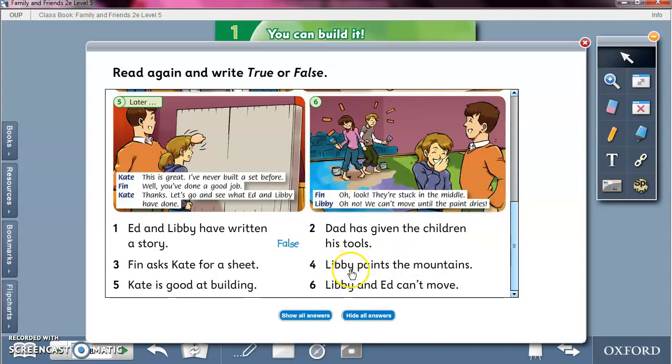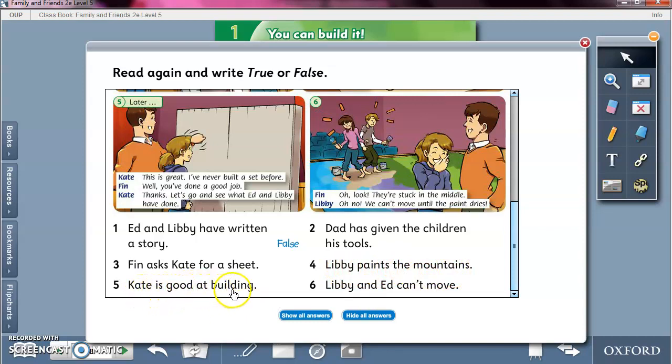We can answer this sentence in 2 ways. The first answer could be: Libby paints the sky. We delete mountains and write sky. Or we can delete Libby and write Ed. Ed paints the mountains.